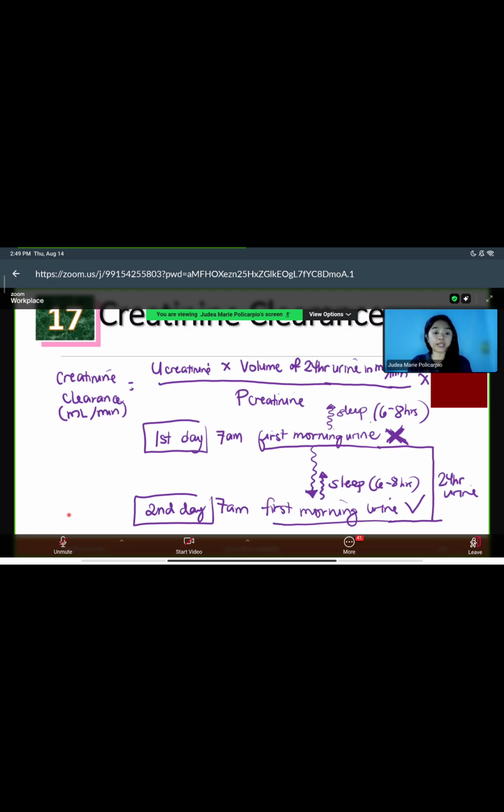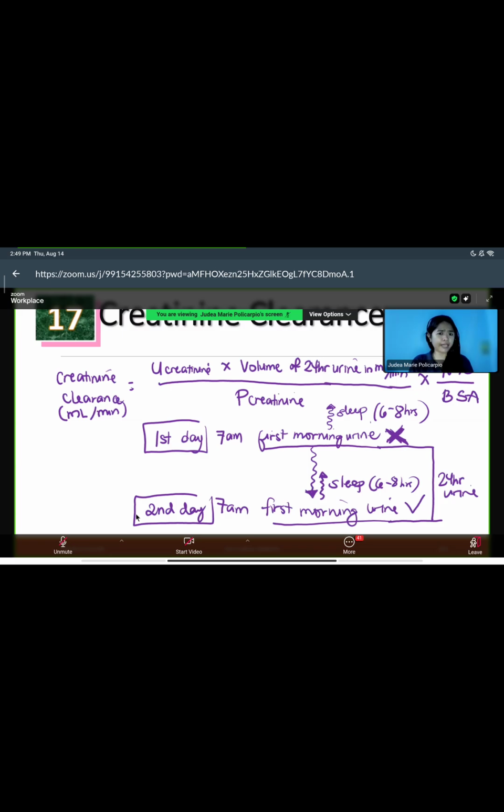Kaya mas maganda kung kabisado niyo yung buong formula, kasi most of the time, binibigay si body surface area. So for that, you will have to make use of it. Mas maganda kung kabisado niyo yung buong formula ng creatinine clearance natin. Okay? So those 5 items are the 5 important matters that you need to take note of when it comes to the creatinine clearance computation. Kasi minsan tinatanong yan sa ClinChem, minsan sa AUBF siya tinatanong.